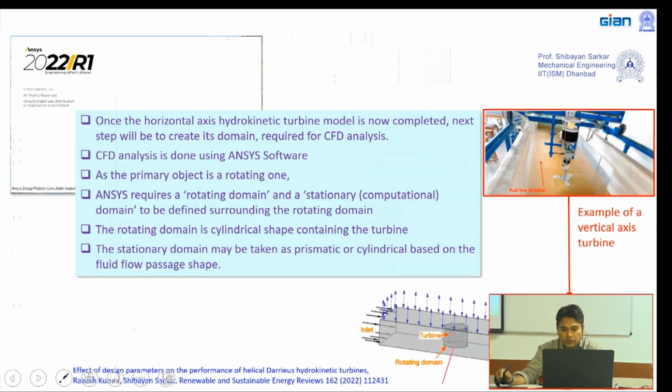The fluid zone just surrounding the rotor is called the rotating zone. That part will be rotating, influenced by the rotor. And this other part, the liquid part, we generally call the computational zone or stationary domain. This is the rotating domain, and inside it there will be the rotor. The rotor will be a solid body. So these three we need to prepare.